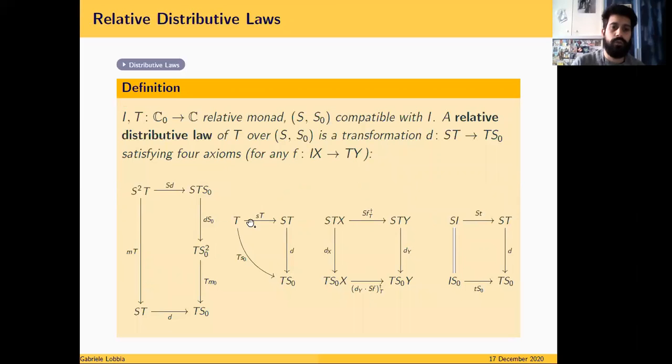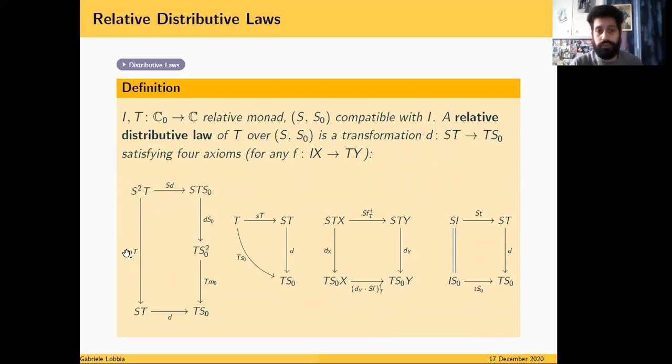So if we go back, a relative distributive law would be a natural transformation D, again from ST to TS naught, because here is the only typing that you can do such that we satisfy four axioms. The first two are basically the same as a normal distributive law because they just say that D respects the multiplication on S and also S naught.